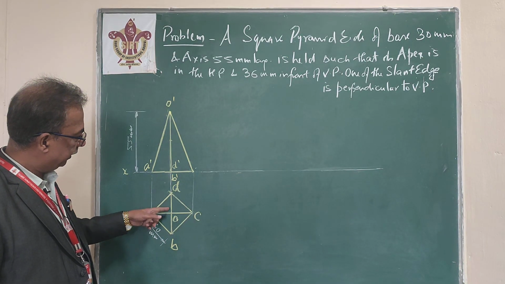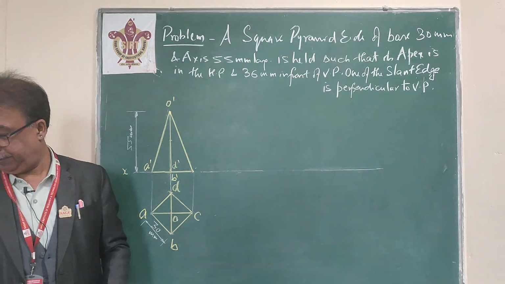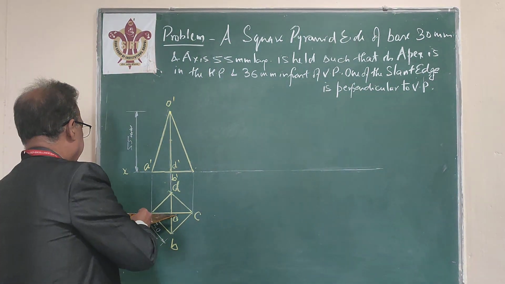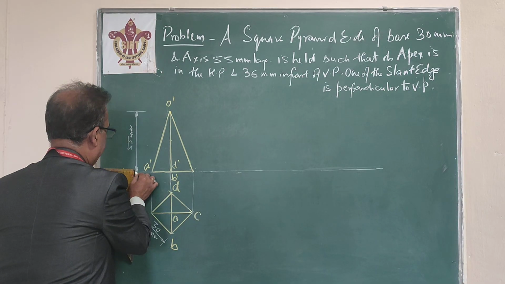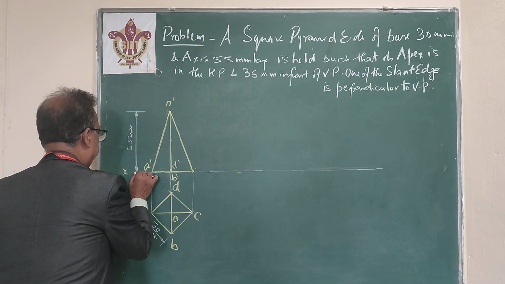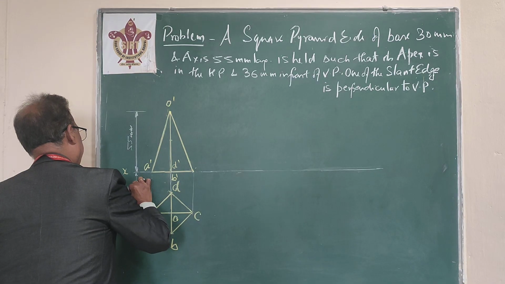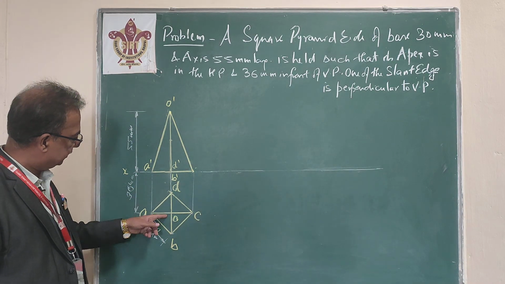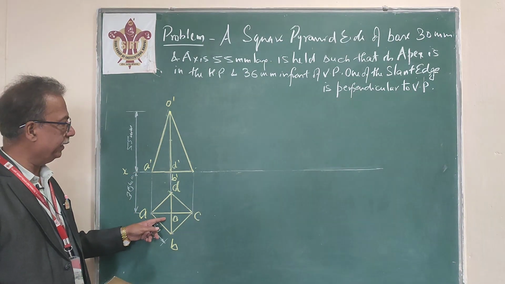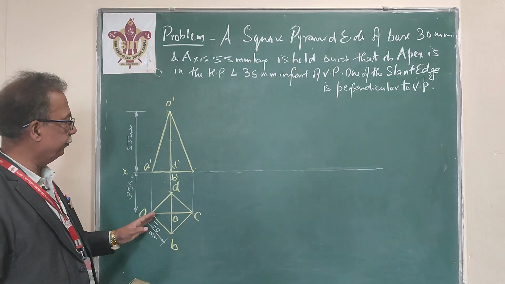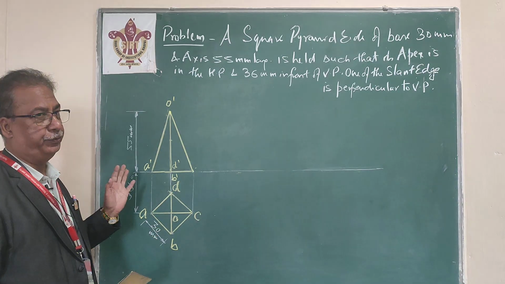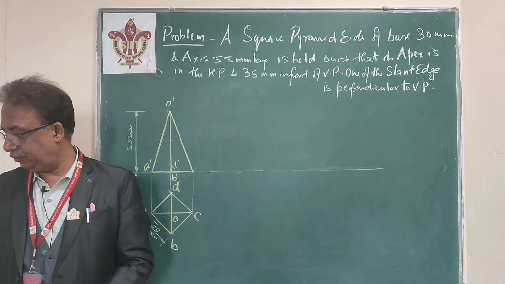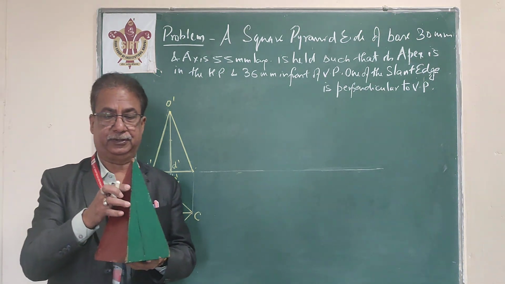One more condition will be given, the apex will be 36 millimeter from the VP. So this distance I have taken 36. In this particular problem, this distance is also given to me. So I have started with the top view with the apex 36 millimeter from the XY line. After that I have drawn the front view. Now we got the front view and top view. So our pyramid will be held in such a way so that it will be resting like this.